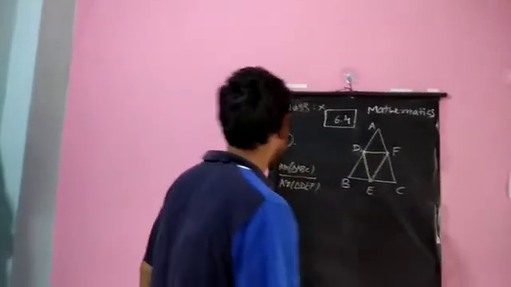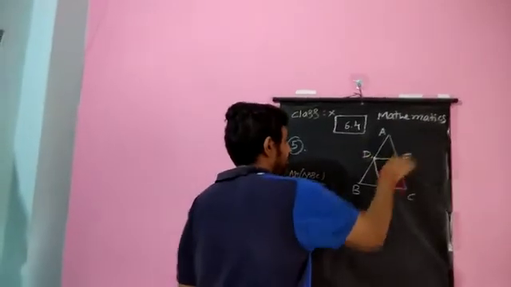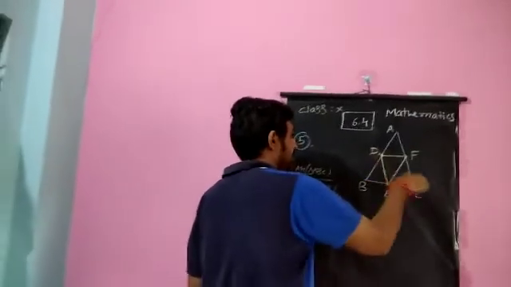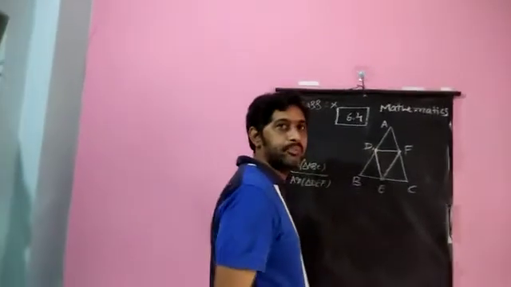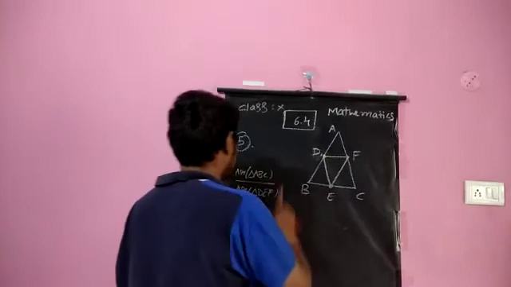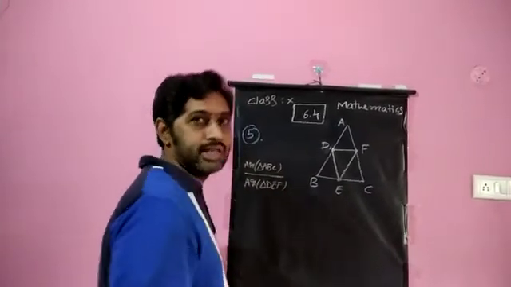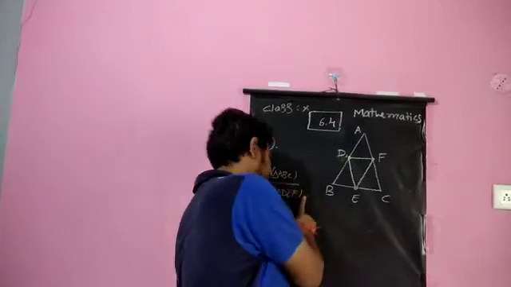That we have to use here in order to find the ratio of the area of triangle ABC to the area of triangle DEF. Inside the big triangle you have one more triangle, DEF, which is formed by joining the midpoints of the sides AB, BC and AC. So in order to use the areas of similar triangles, first we need to prove that these two triangles are similar.